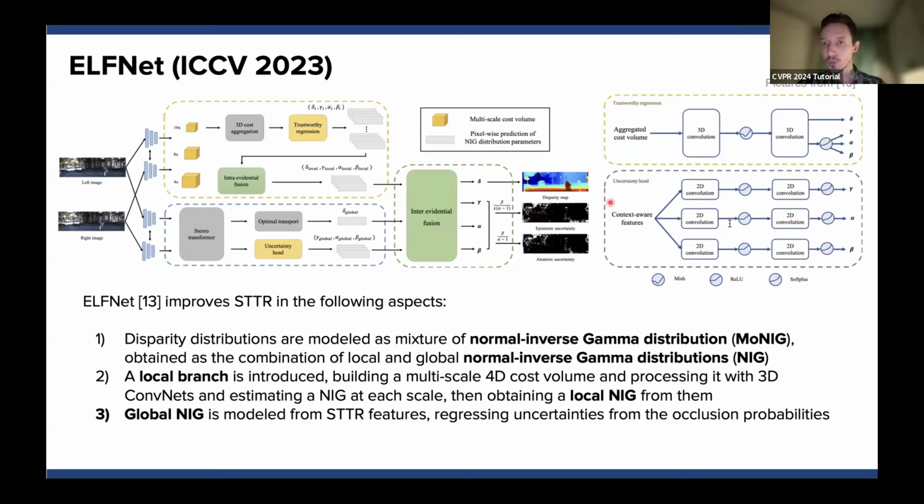Okay, so the question is: do you need a pair of stereo images in all of the stereo algorithms you discussed? Yes, all of the architectures we have shown here are processing stereo pairs. So we are not going to see any monocular depth network in this tutorial.